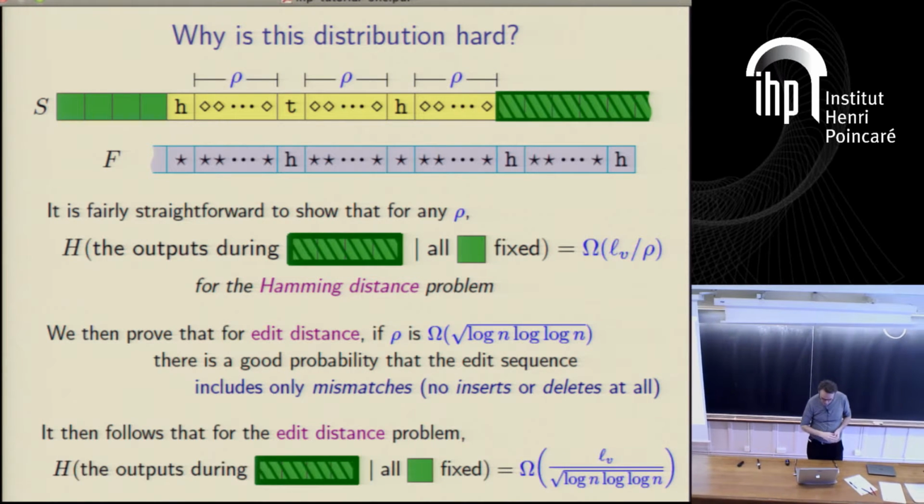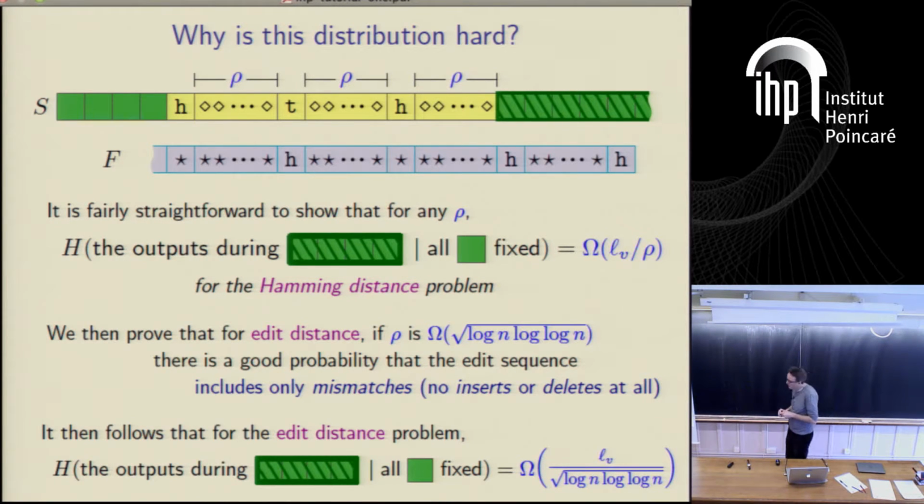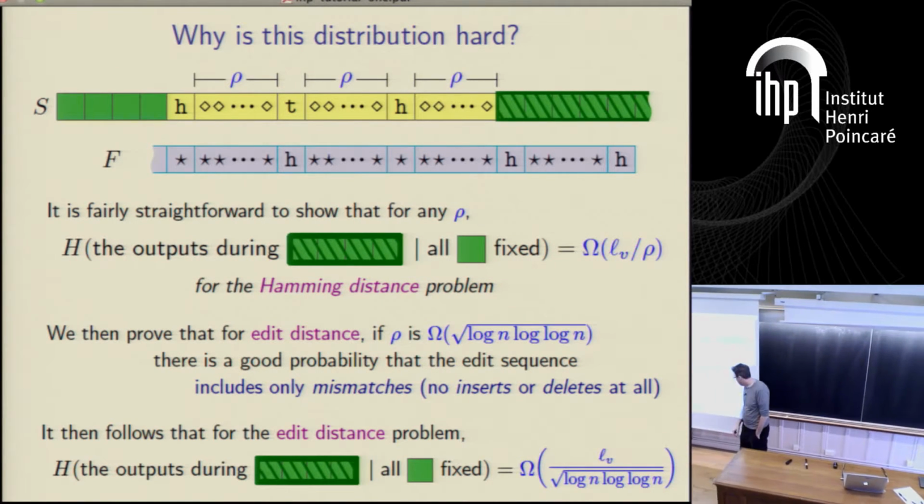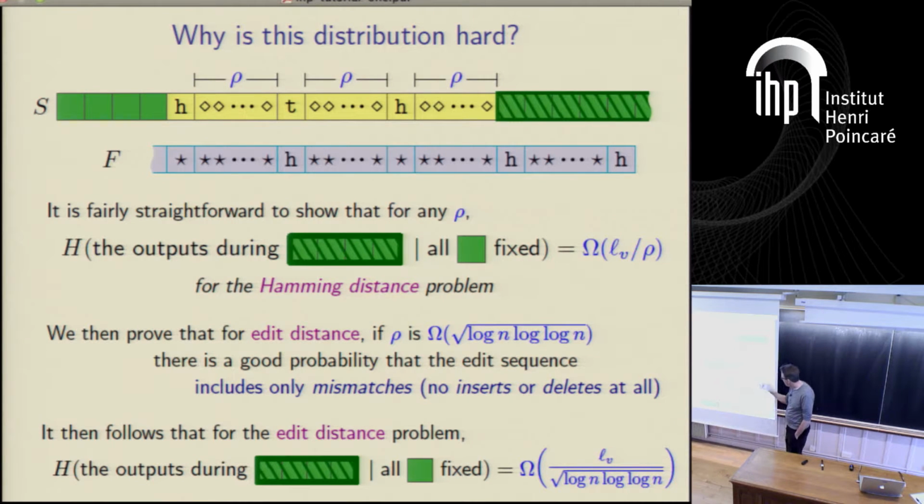So given those two facts, we get that for the edit distance problem, the entropy of the outputs, given all the fixed stuff is fixed, is at least LV divided by rho, just as it was in the Hamming distance case, with some constants that change. And rho here is square root of log n log log n, because quite often it's just the same as the Hamming distance. So that's the general idea.